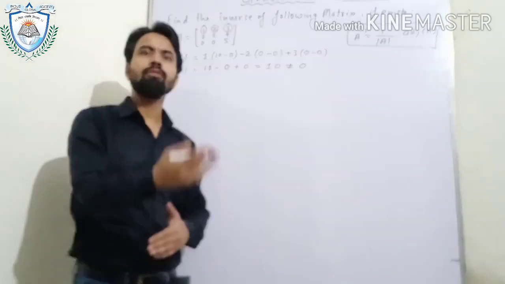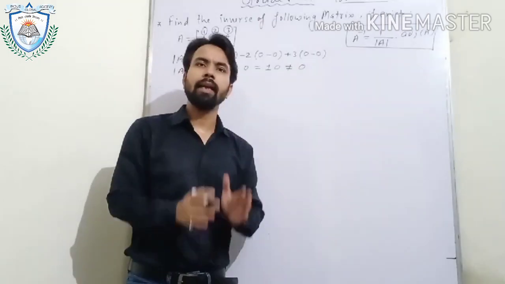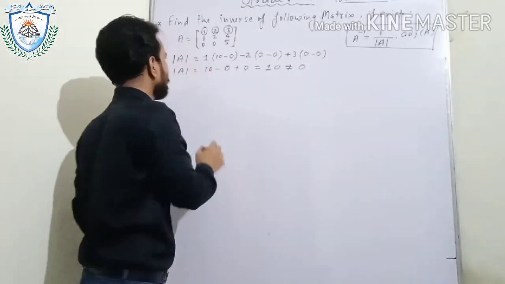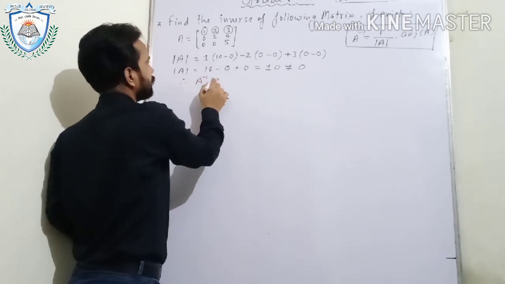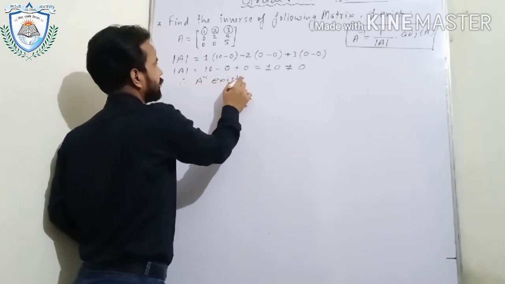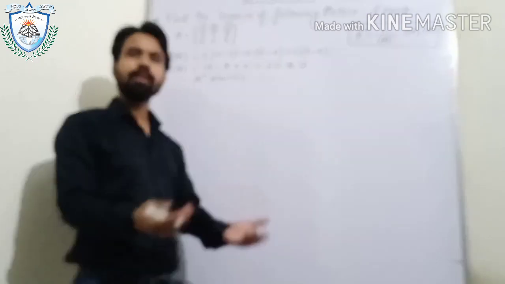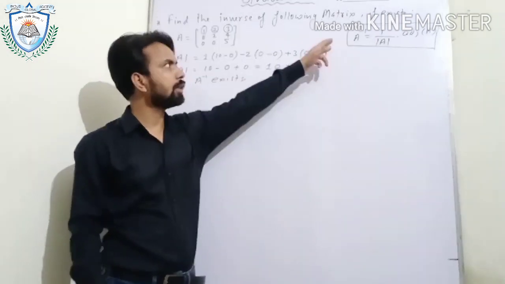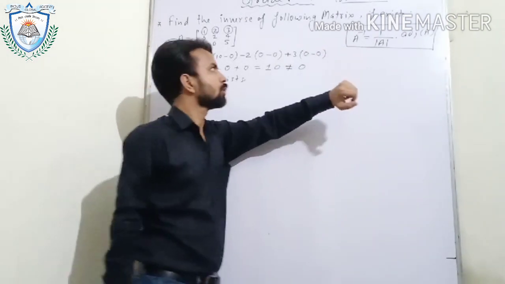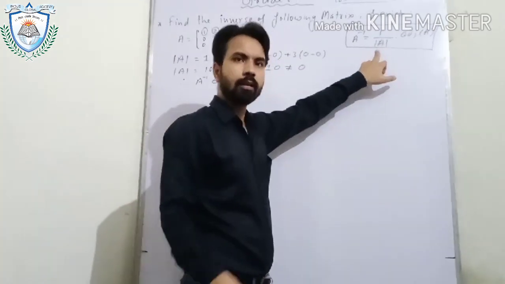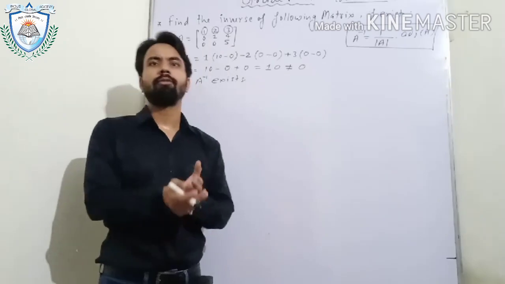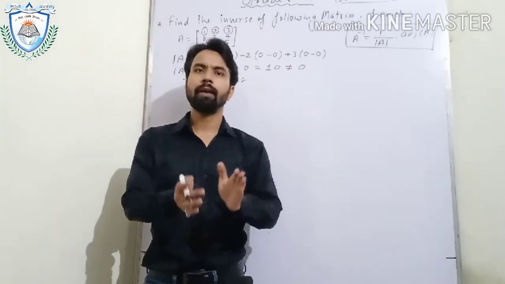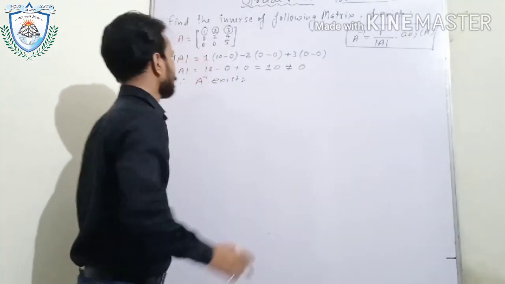If it is not equal to 0, that means we can say that A inverse exists. So hence A inverse exists. And if A inverse exists, then we have to find the inverse by this formula. So the value of determinant A I am having, but we have to find the adjoint of A. So for finding the adjoint of A, we will have to find the cofactors of A.